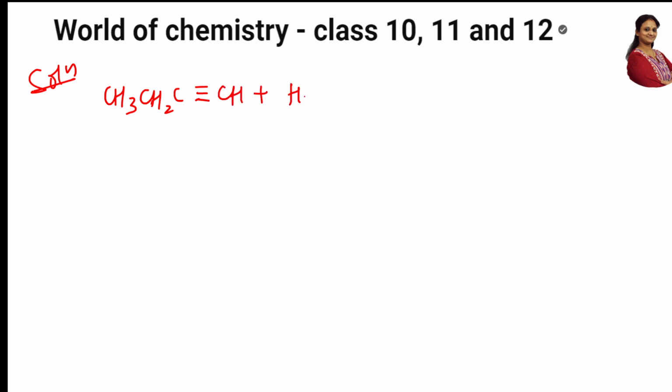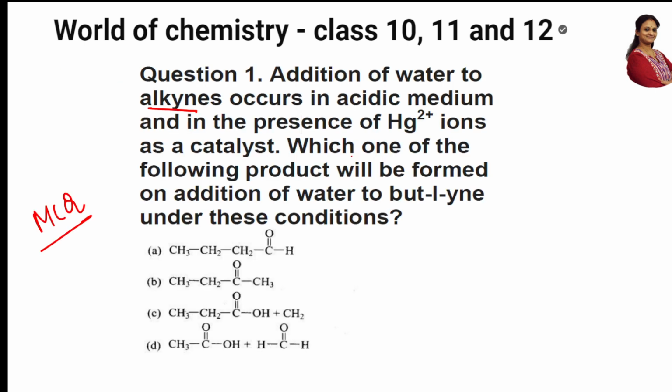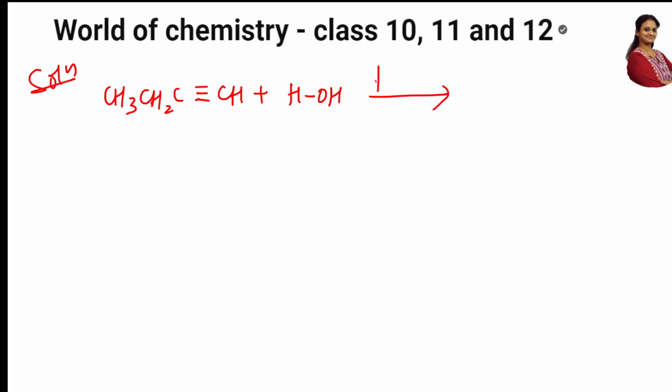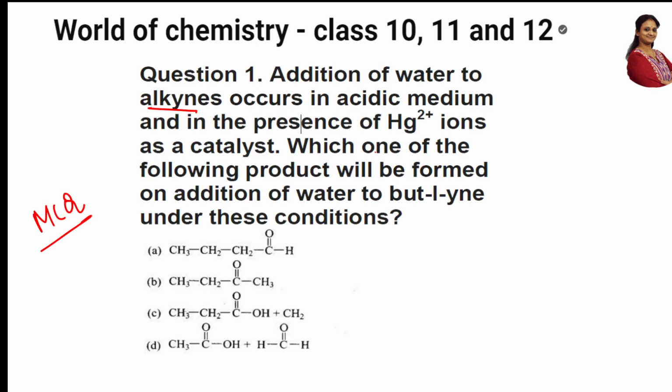What am I doing? I'm adding water to this, in the presence of what? They've given me mercury, in the presence of acidic medium and Hg plus 2 ions. Done. Correct. Now what happens, according to the Markovnikov rule or anti-Markovnikov rule? So we are doing hydration. Basically, I'm adding water. How did I know this? They've given, see, addition of water.